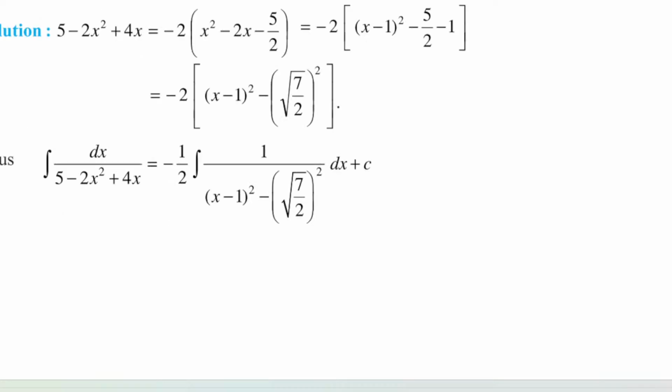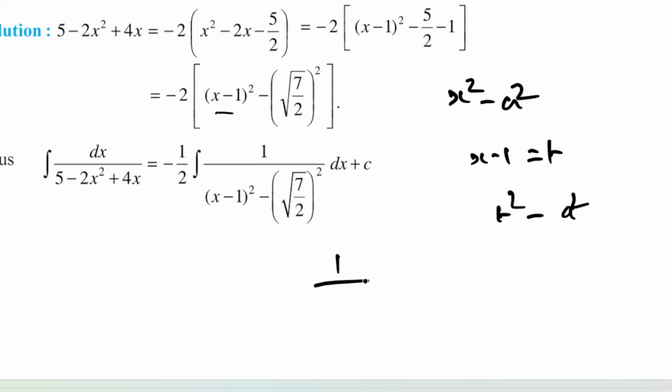See, this is a quadratic equation. That means you can write it as a difference of this and this, right? X minus 1 whole square minus root of 7 by 2 whole square. Now you can take some proper substitution. This is in the form of x square minus a square, or you can take a substitution, x minus 1 equals t. Then this becomes t square minus a square, right? Again, we are able to convert this into one of those forms. What is this form? 1 by x square minus a square, which is again your logarithm form, right?